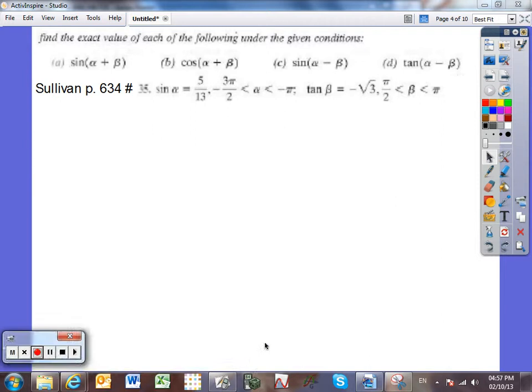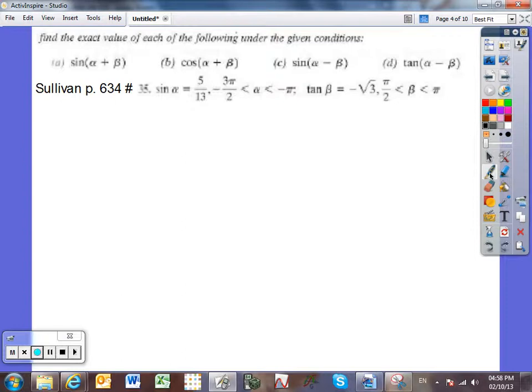Alright, on the next homework assignment that covered sum and difference and double angle identities, there were about 7 questions that you guys requested that we hadn't had a chance to go through, all from the Sullivan pages. So this one we need to find the exact value of each of these 4 expressions: sine of alpha plus beta, cosine of alpha plus beta, sine of alpha minus beta, and tangent of alpha minus beta. Alright, here we go then.